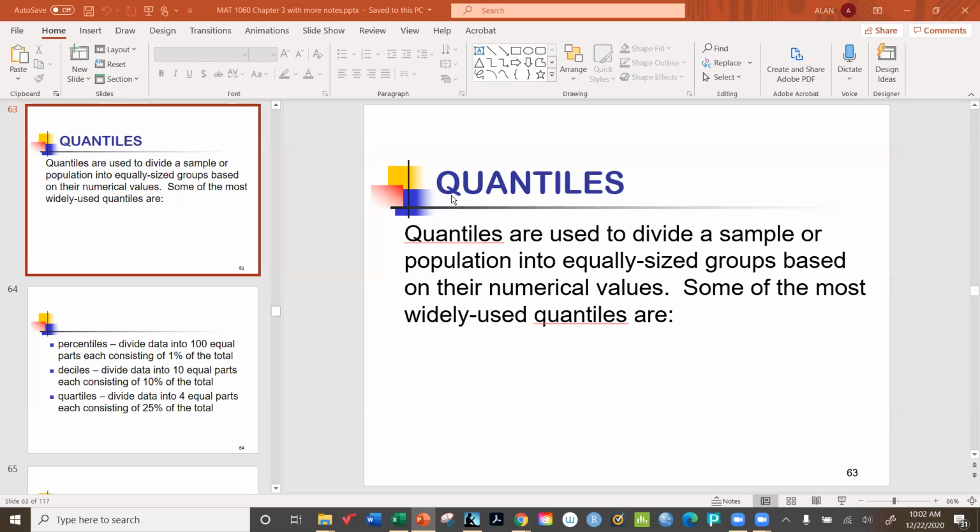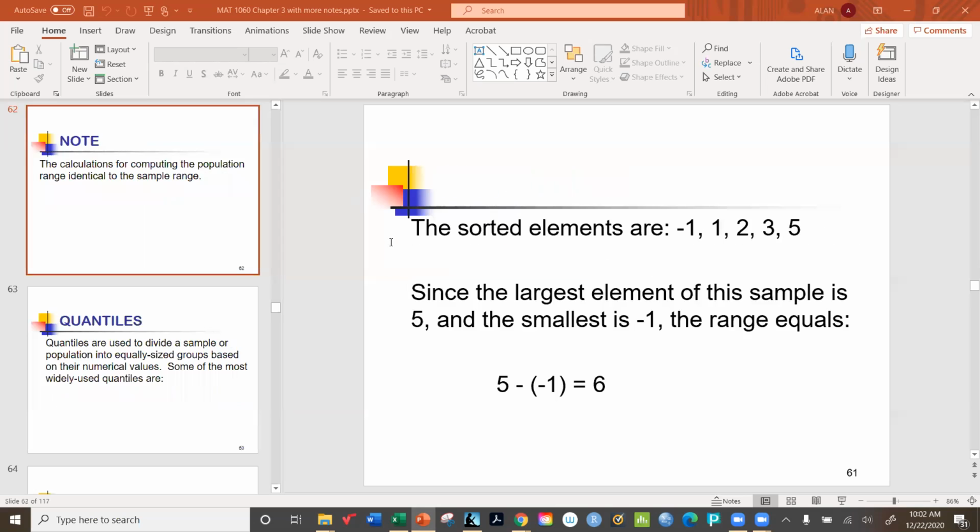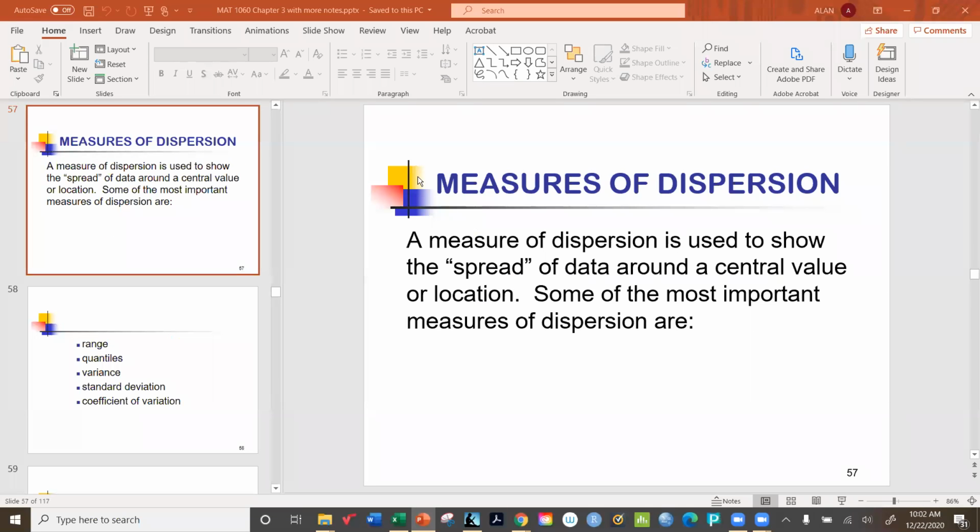Quantiles are used to divide a sample or population into equally sized groups based on their numerical values. By the way, I just want to remind you that we are now in the section on dispersion, where we're trying to look at not the center of the data, but how spread out the data are around the center. I mentioned yesterday, this is important in finance because this will enable us to determine how risky a stock is, for example. As an investor, that's a huge deal.